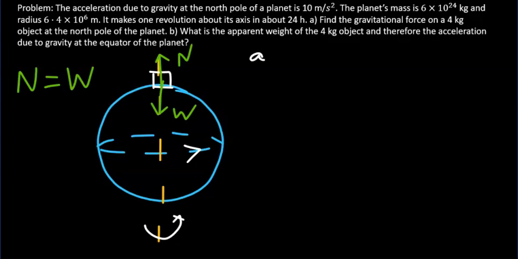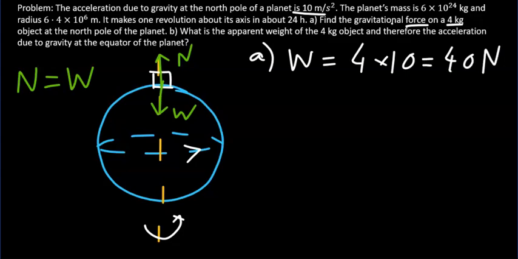So for part A, we are looking for the gravitational force or weight of that 4 kg object at the North Pole, and that is quite simply the mass of the object, 4 kg, times the gravitational acceleration at that point, which we are given, 10 meters per second squared, right there. And the answer is 40 newtons.